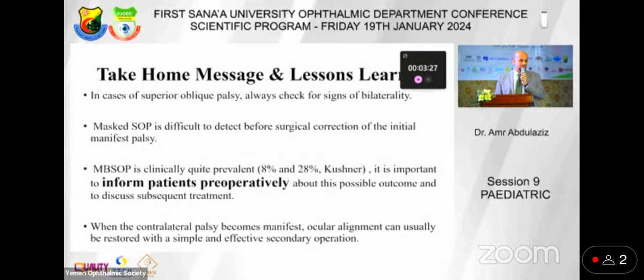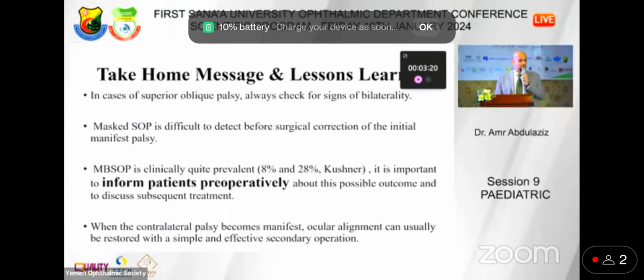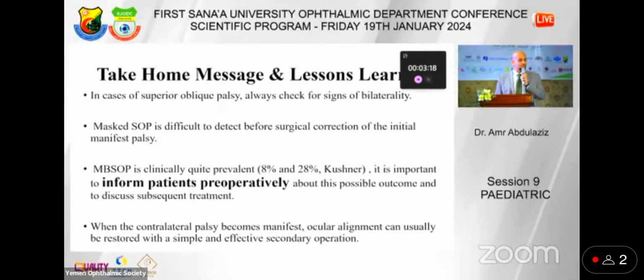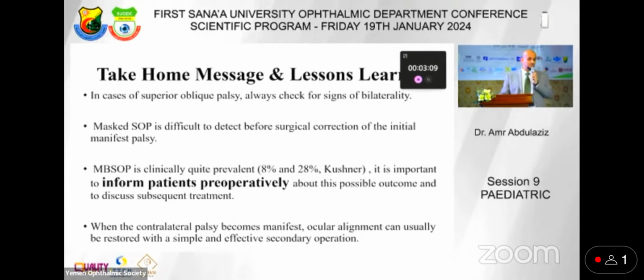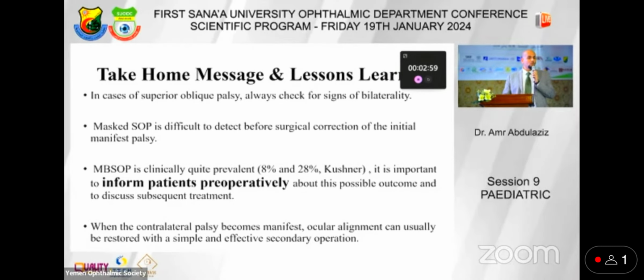So, take-home messages: in cases of superior oblique palsy, always check for signs of bilaterality. Bilateral superior oblique palsy is difficult to detect before surgical correction of the initial manifest palsy. Masked bilateral superior oblique palsy is clinically quite prevalent. Dr. Kushner reported that 8 to 28% of cases of unilateral SOP will manifest with bilateral masked superior oblique palsy, and always inform the patient preoperatively that he may need a second surgery.